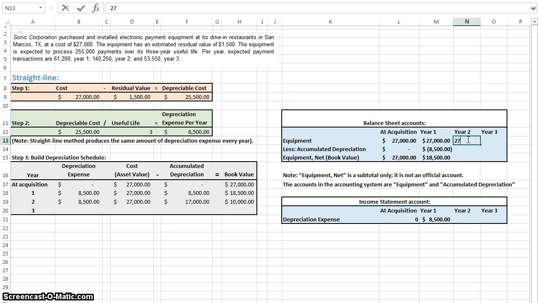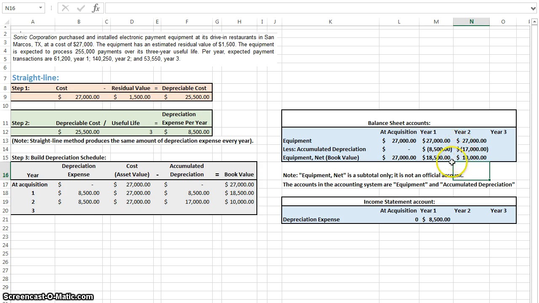Go to the balance sheet. You don't have to do this in your homework problem, but you need to know where this chart maps to the balance sheet and the income statement. This is how it maps. I'll still have an equipment asset worth $27,000. I would have accumulated depreciation of negative $17,000, and my net would be the sum of both of those. $27,000 minus $17,000 would be $10,000.